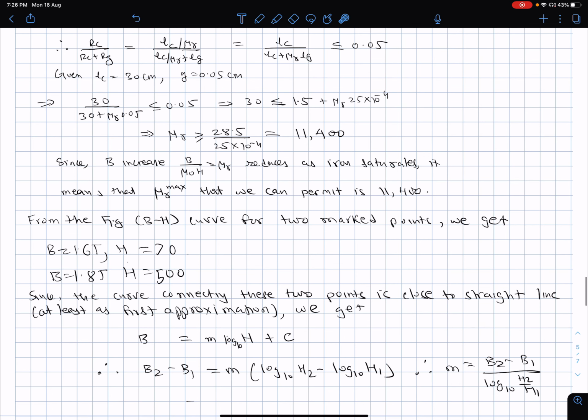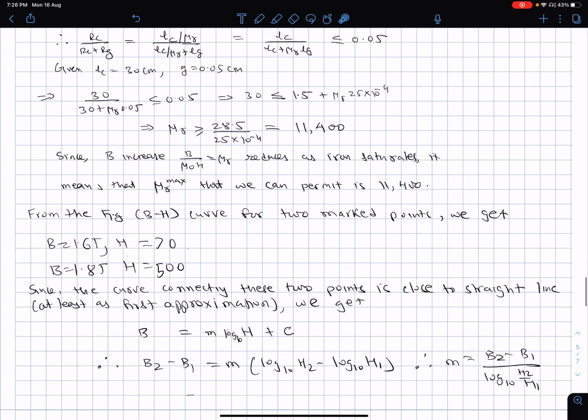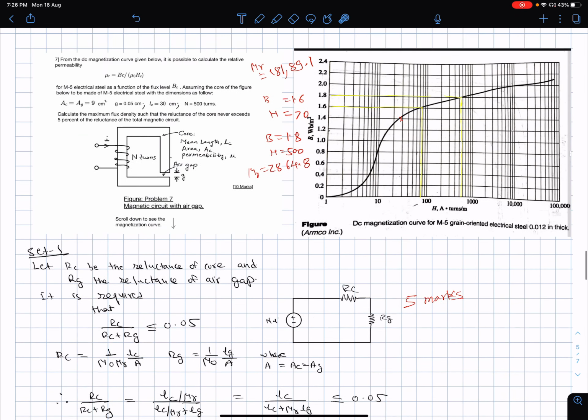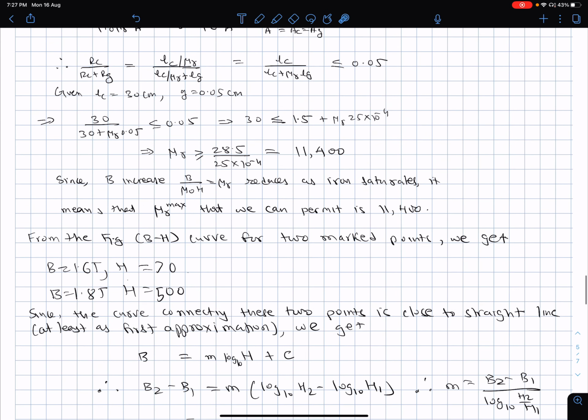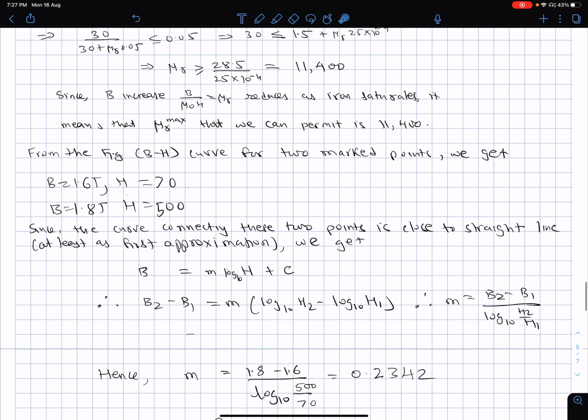Now let's see. I took two mark points on the BH curve, and I have to figure out where I will get this 11,400 point. So first of all, let me try to put a straight line here. This looks like a nice straight line, so let me approximately put a straight line here.